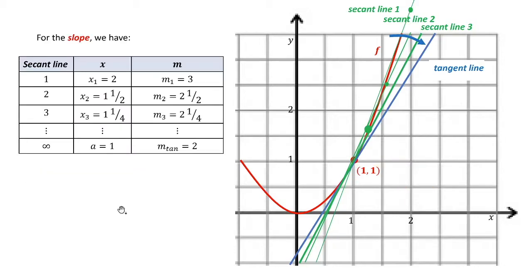So I make a table. For my first secant line, my point was 2. My slope was 3. For 1.5, when x was 1.5, for my second secant line, my slope was 2.5. For the third point, notice all these x values keep getting closer and closer to 1. Yes, from above, but it would work exactly the same from below. And notice what's happening to the values of my slope.